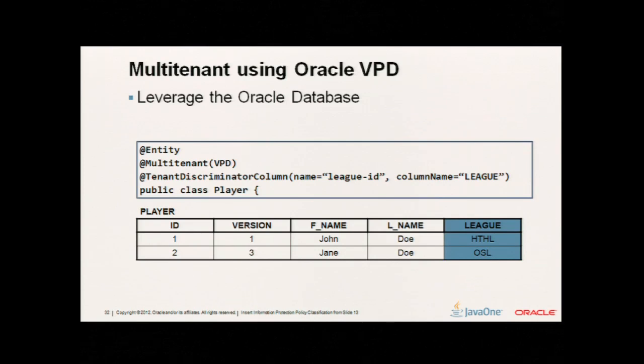And then on the VPD side, it's the exact same relational structure. Of course, the database has to be pre-set up. I just tell it I'm going to use a multi-tenant with VPD, and then that league ID property is used in the context value that it's passed into the database to set the VPD state.